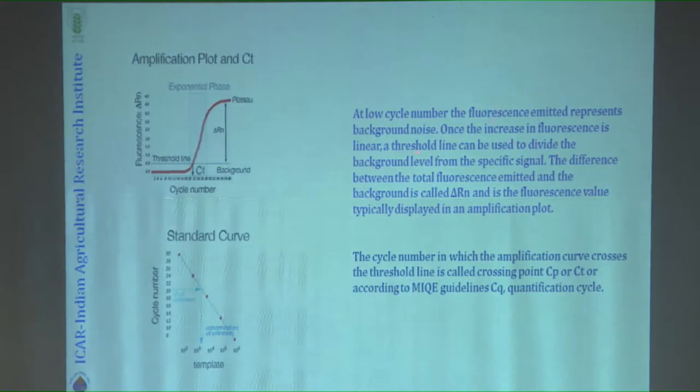Once the increase in fluorescent is linear, this is where the threshold line can be used to divide the background level from the specific signal. This is what we call CT. And the difference between the total fluorescent emitted and the background is called delta RN. This fluorescent value is typically displayed in an amplification plot. This is what they actually give in the software of the company and most of the machines. So the cycle number at which the amplification curve crosses the threshold line is called the crossing point, CQ, or CT.